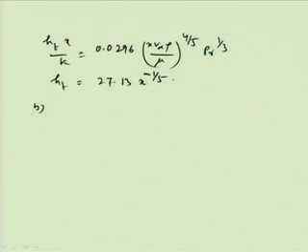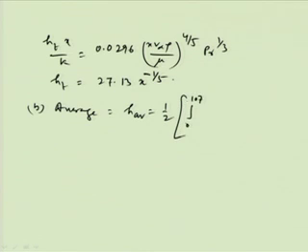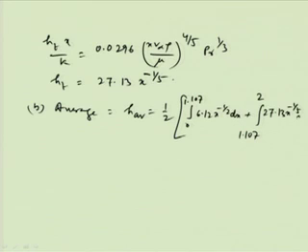Then the average h is equal to half of the integral from 0 to 1.107 of 6.12 x to the power minus half dx, plus the integral from 1.107 to 2 of 27.13 x to the power minus 1/5 dx. So, this gives me the average h value, and if we do the integration, we will get it to be 17.57 watt per meter square per degree centigrade.